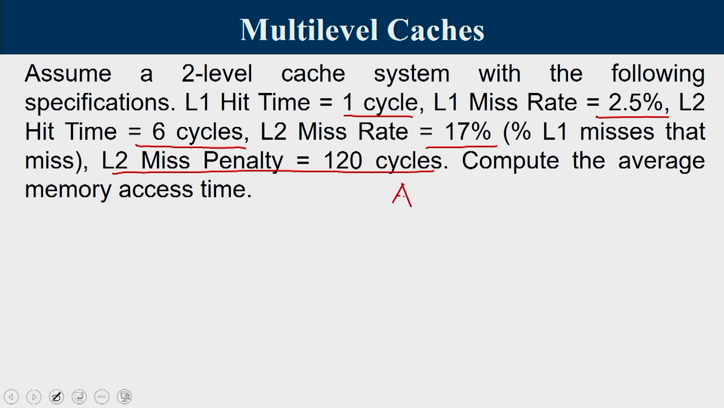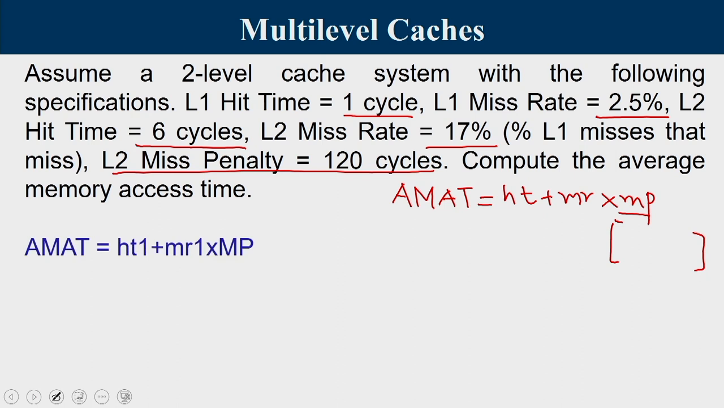We know that average memory access time is defined as hit time plus miss rate into miss penalty. Now, this miss penalty of L1 again should be defined as hit time of L2 plus miss rate of L2 into miss penalty of L2. So, average memory access time is defined as hit time of L1 cache plus miss rate of L1 cache into miss penalty. And this miss penalty is itself going into one more iteration, that is hit time of L2 plus miss rate of L2 into miss penalty.